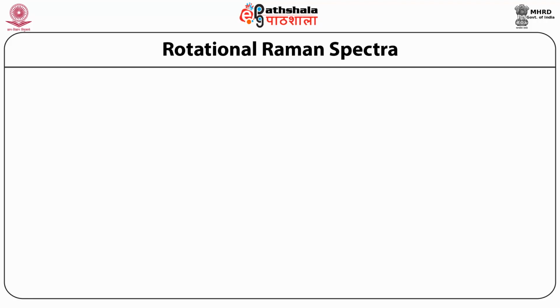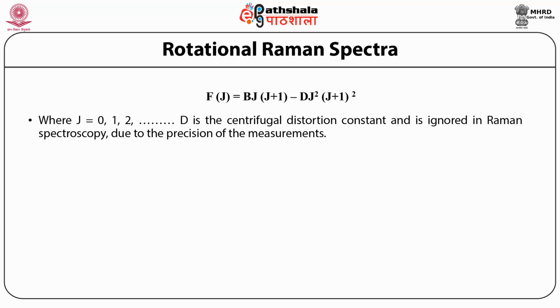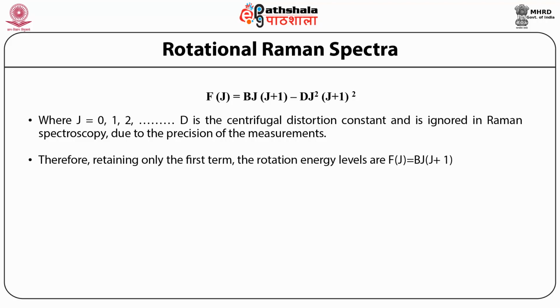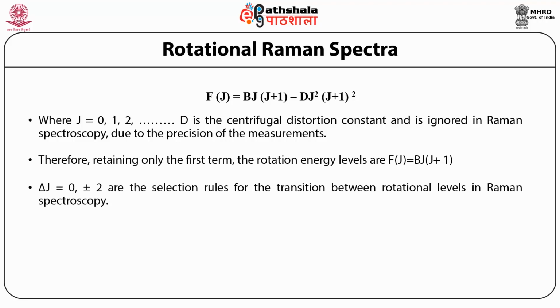Rotational Raman spectra. We know that F(J) = BJ(J+1) - DJ²(J+1)², where J is equal to 0, 1, 2 and so on. D is the centrifugal distortion constant and is ignored in Raman spectroscopy because the measurements are quite precise. One can neglect the distortion constant. Therefore, retaining only the first term, the rotational energy levels are F(J) = BJ(J+1). ΔJ = 0, ±2 are the selection rules for the transition between rotational levels in Raman spectroscopy.